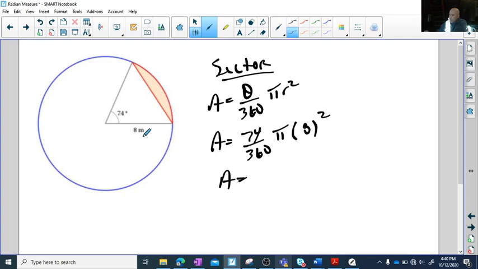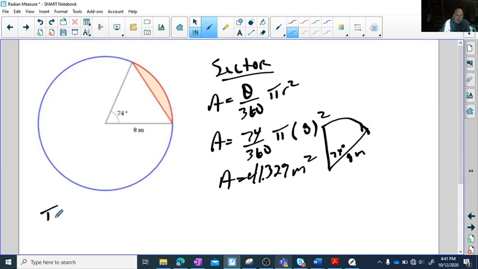So I'm going to go 64, so 8 squared, times that by pi, times that by 74, and then divide that by 360. These calculators on the phone are terrible, but that's all I got right here where I am. So 41.329, that would be in square meters. All right, so I've just found the area of this shape with a 74-degree angle here and 8 meters out here. Let's go to the triangle.